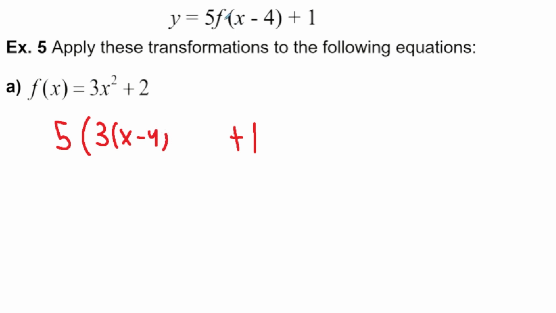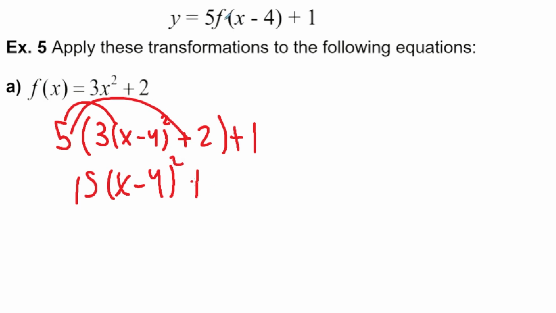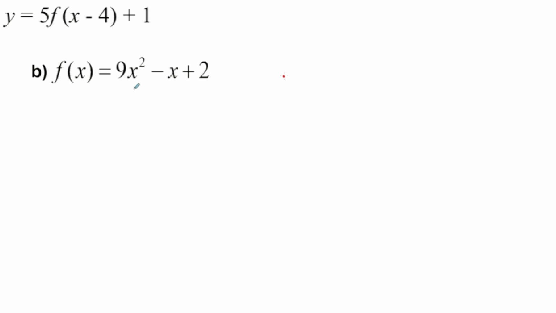So 3. And instead of x squared, we have to replace this x with x minus 4, right? Like how we did before, like with everything else. x minus 4 squared plus 2. Okay. Easy enough. So now we just got to distribute it. 15 x minus 4 squared plus 10 plus 1, which makes that just plus 11. Boom! We have the vertex. It's in vertex form. Easy.